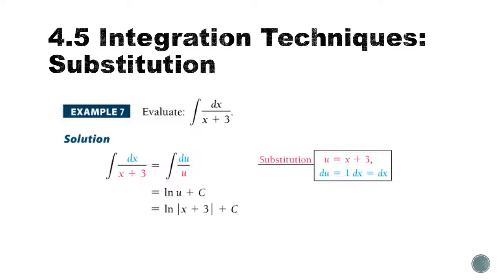So if u is x plus 3, then du is simply dx, which is nice. So it's du over u, which is the natural log of u. Now notice we did put the absolute value bars in there because we don't know what they're going to be using for x, and so we need to make sure that whatever we take the natural log of is positive. So absolute value of x plus 3 plus c.